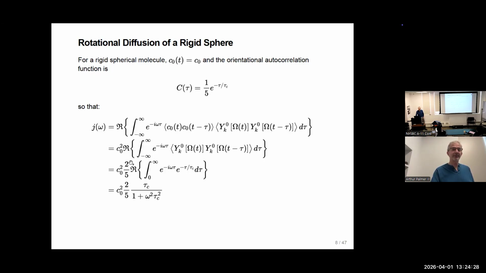And then if we calculate the autocorrelation function and we transform this exponential, we get this very famous expression: J of omega is 2/5 tau c over 1 plus omega squared tau c squared. And again, where this factor of 2 appears could be different. You'll see this written without the 2/5, in which case the 2/5 is somewhere else.